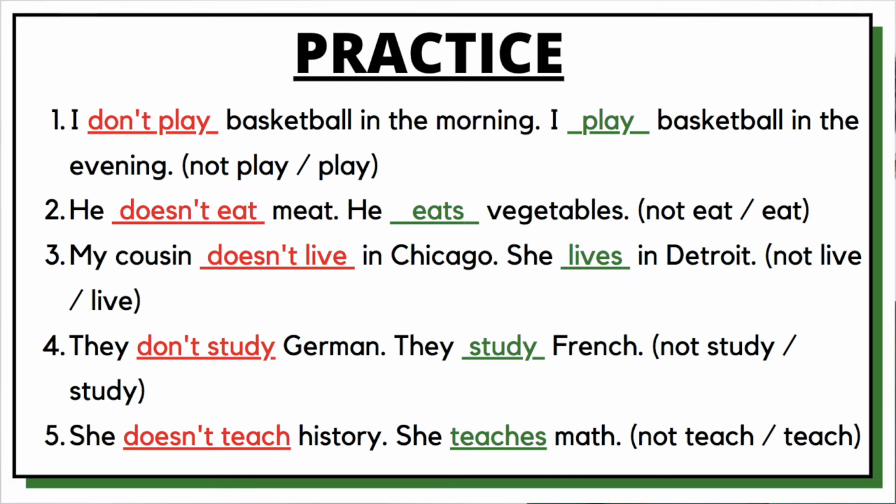How do your answers look? For number 1, we have, I don't play basketball in the morning, I play basketball in the evening. For number 2, we have he doesn't eat meat, he eats vegetables. For number 3, we have my cousin doesn't live in Chicago, she lives in Detroit. Number 4, we have they don't study German, they study French. And number 5, we said she doesn't teach history, she teaches math.